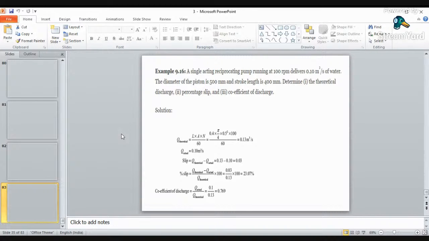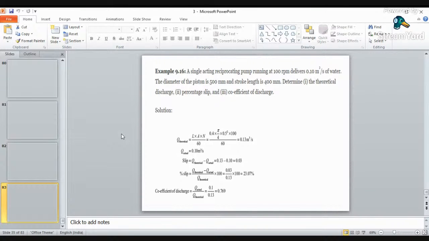Okay, so the first thing is to find the theoretical discharge. Theoretical discharge is ALN by 60. So area is pi by 4 d square. Diameter is given as 500 mm, that is 0.5 meter, N is given as 100, the speed of the pump, that is 100 rpm, and length is given as 400 mm, that is 0.4, divided by 60. You will get the theoretical discharge as 0.13 meter cube per second. And Q actual is directly given to us as 0.1 meter cube per second.